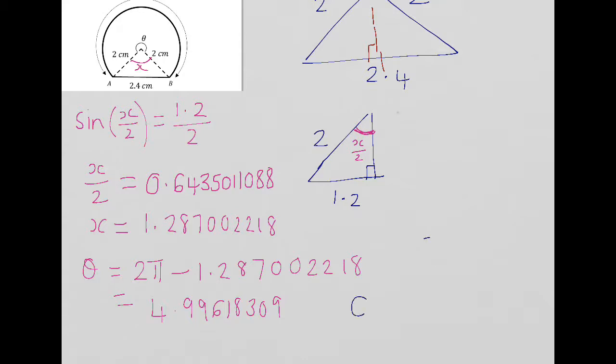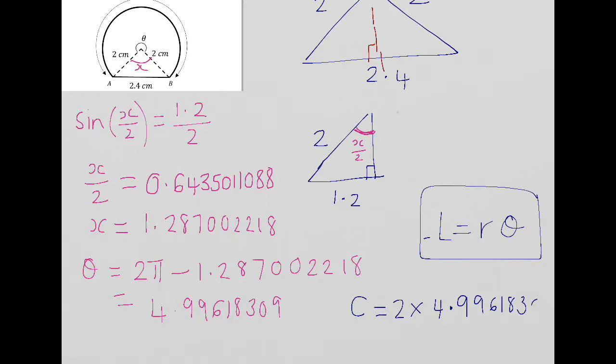C, I think I'll write this in a different colour so it stands out a bit more. C, remember, is the length of the arc, which is r theta. Let's write that there, because that's the thing we need to remember to use. Our radius is 2 multiplied by the angle, which we have there.